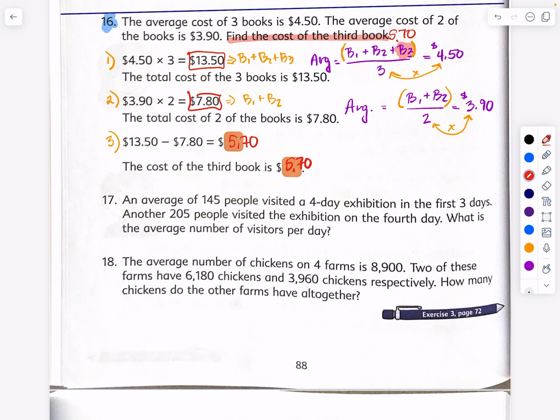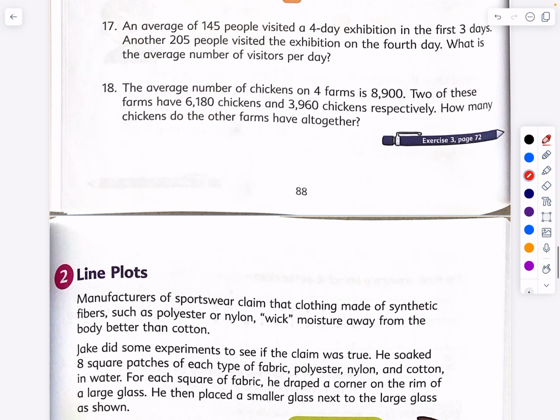$5.70. I hope this makes sense. We will solve another problem similar to this. An average of 145 people visited a 4-day exhibition in the first 3 days.